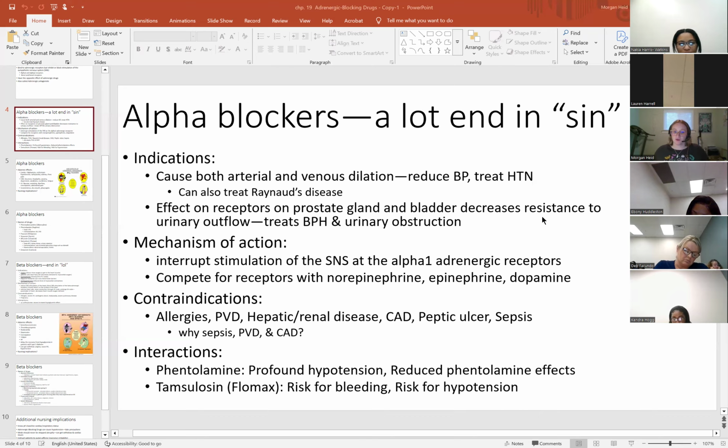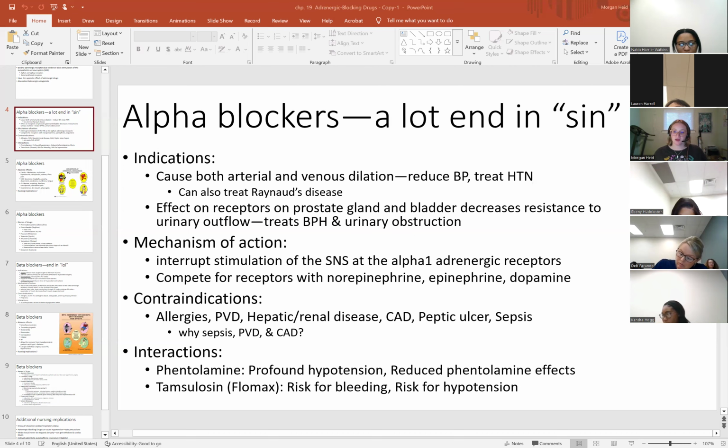All right. So again, back to the contraindications. If you have peripheral vascular disease, hepatic, which is liver, or renal diseases, coronary artery disease, peptic ulcers, or sepsis, you definitely do not want to take these medications, or you have a high risk of them causing harm to you. If you have sepsis, you're going to get full body inflammation, and that's going to cause vasodilation in your body. So I don't want to give you a medication that's going to further cause vasodilation and lead to septic shock.